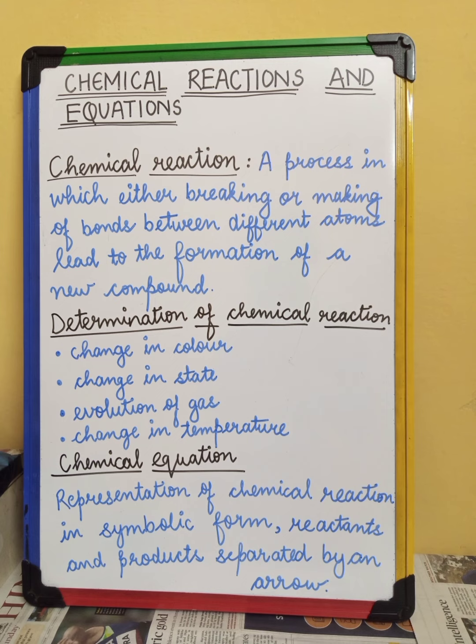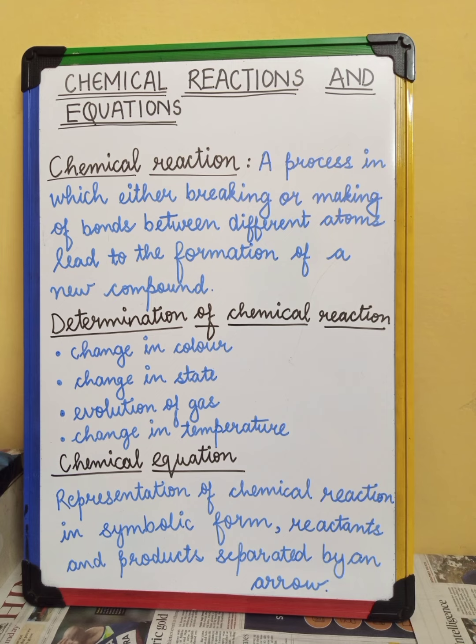Evolution of gas. By seeing the bubbles or by seeing the tests of different gases, we can know that a chemical reaction has taken place. We can also smell the gas around us. Change in temperature. When there is a temperature difference between the reactants and the products, it indicates that the chemical reaction has taken place.